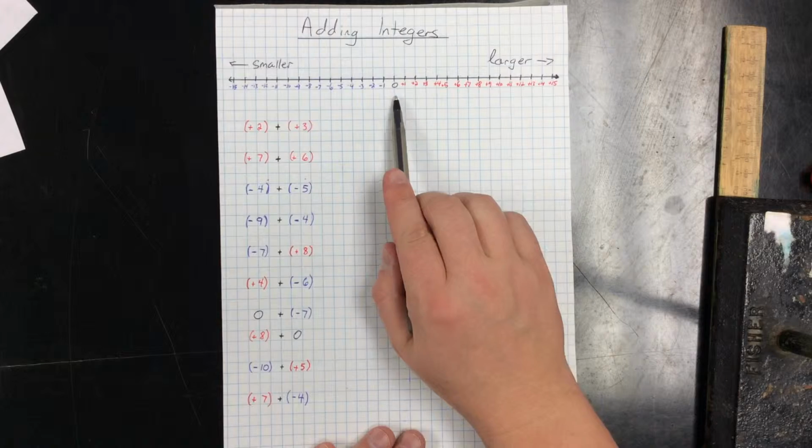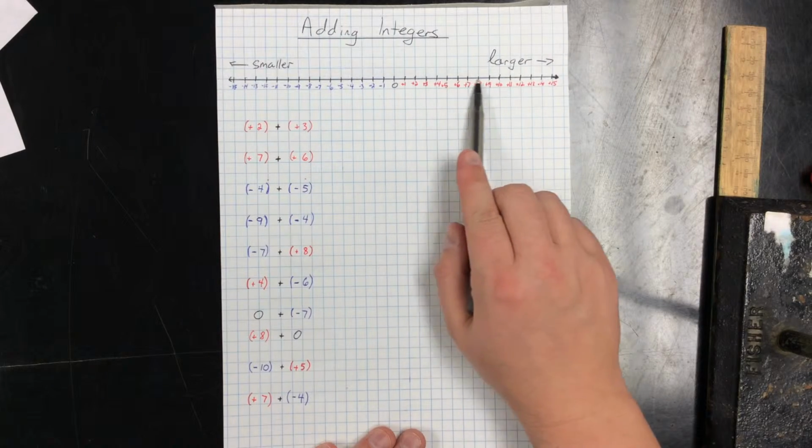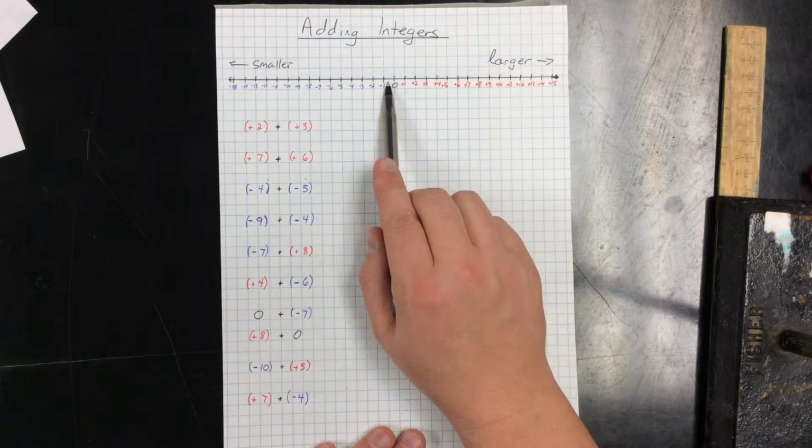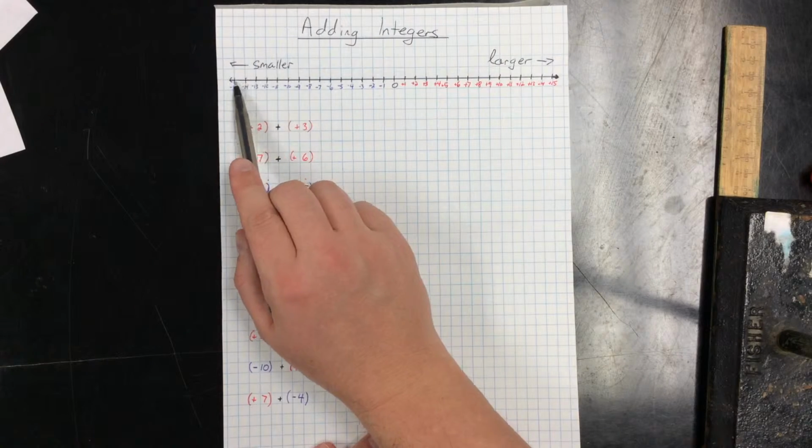Today we're going to be adding integers. So remember from before, as we move to the right from 0, our numbers get larger. As we move down the number line to the left, our numbers get smaller.